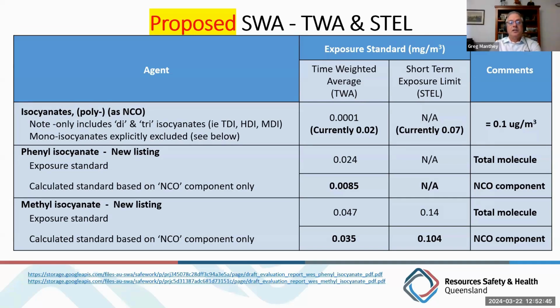They've suggested introduction of new exposure standards for phenyl and methyl isocyanate as the whole molecule. So you can see phenyl isocyanate, that 0.024 is the phenyl isocyanate molecule. I've calculated out what that would be as the MCO component to be able to compare with the other exposure standards. I really can't understand why the exposure standard for phenyl and methyl isocyanates is significantly higher than the proposed exposure standard for polyisocyanates, given that Safe Work Australia's documentation says that it should all be considered as hazardous. I really can't explain why that difference is there, but it is.